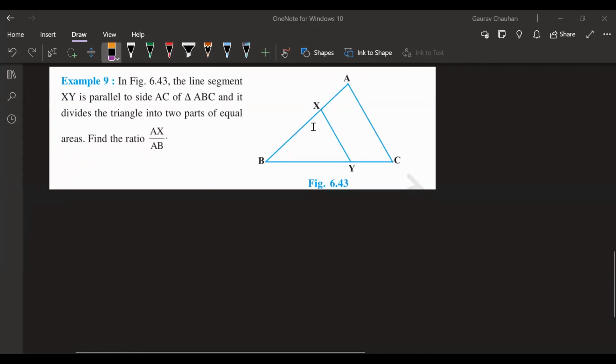Okay, here we are in figure 6.43. The line segment XY is parallel to AC. So they're saying that this line segment is parallel to this line segment, and it divides this. When you see these 2 line segments are parallel, what comes to your mind?